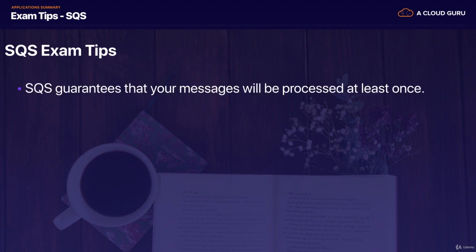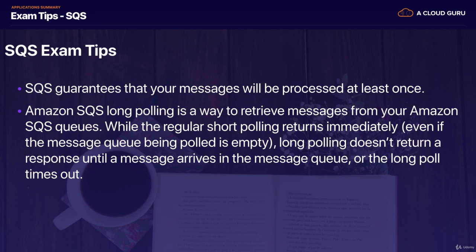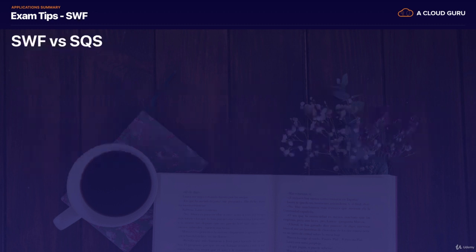Also remember that SQS guarantees your messages will be processed at least once. Long polling is a way to retrieve messages from your SQS queues, while regular short polling returns immediately, even if the message queue being polled is empty. Long polling doesn't return a response until a message arrives in the message queue or the long poll times out. This is a way of saving money with SQS.